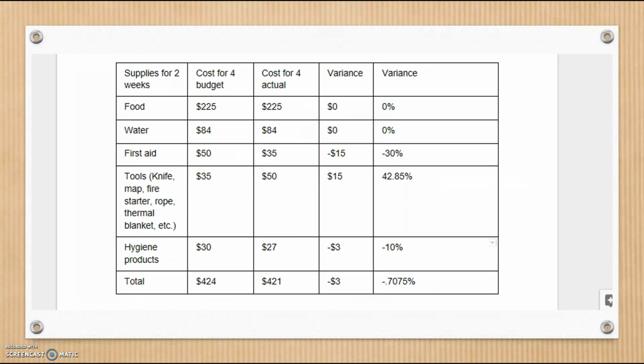This next slide here is the same chart as before, but it's for, let's say, a 4-person family. We have food listed there as well at the top. We anticipated that to be around $225, and through some more research, the cost for 4 actually stays around the $225 window. So that'll be a 0% and a $0 variance there.